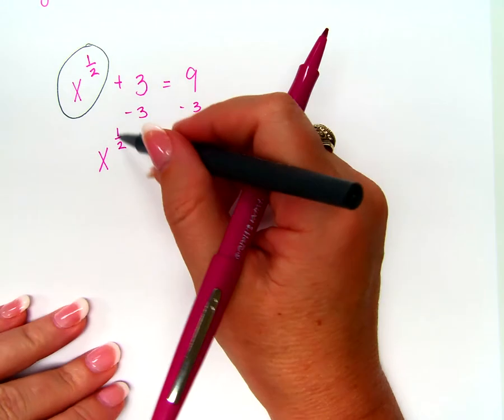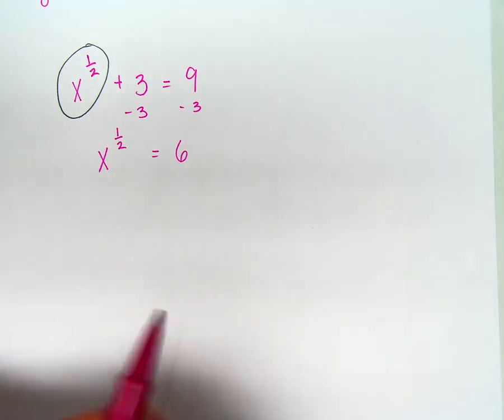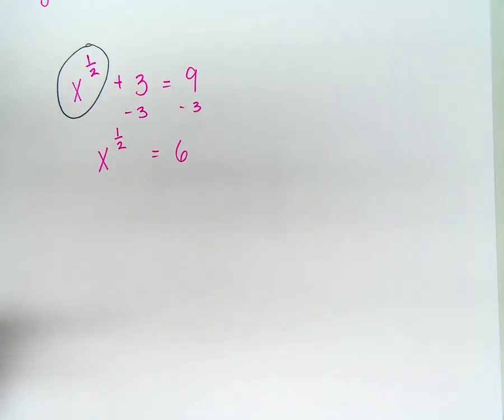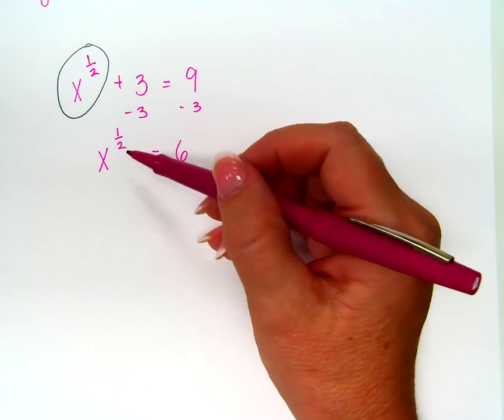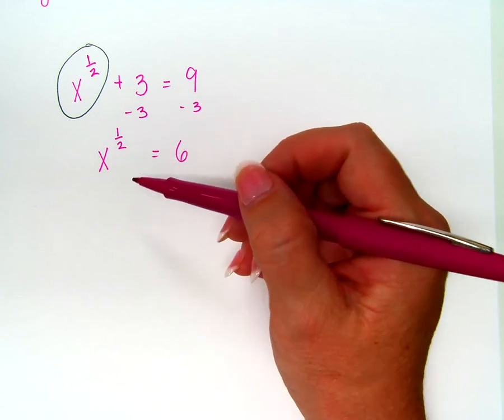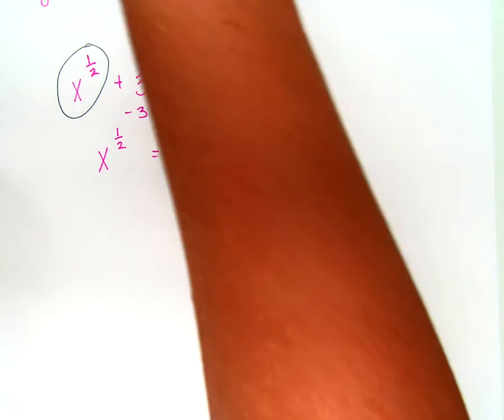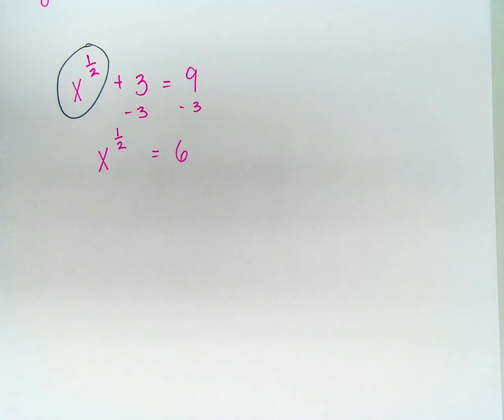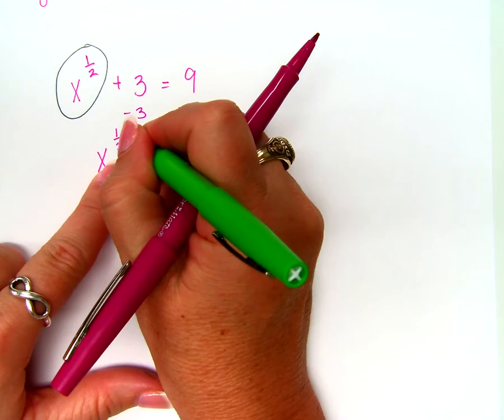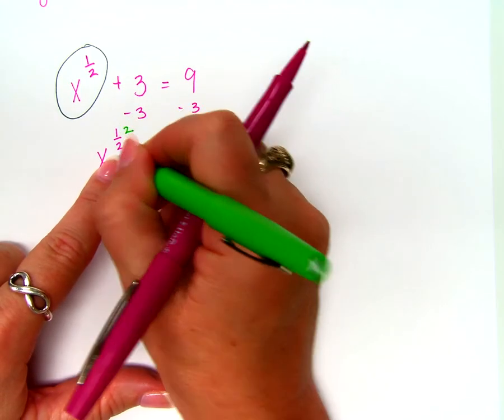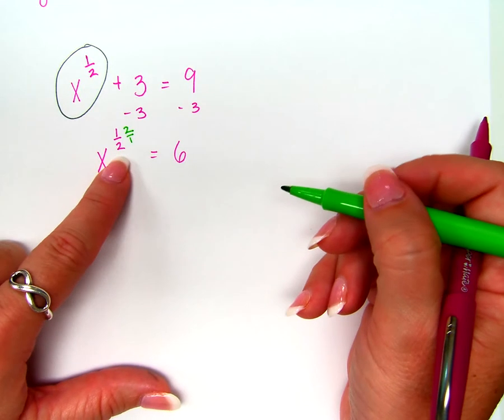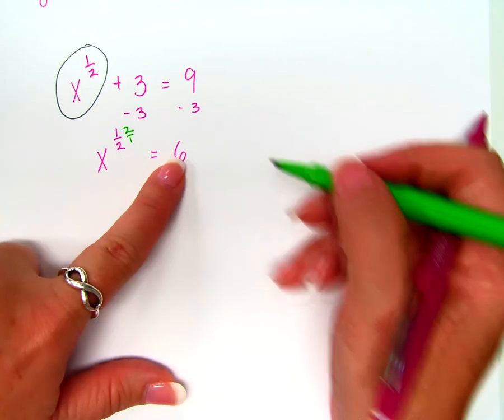How do I get rid of a half as my exponent? What'd you say? Where did you get that number? How is it related to this number? It is the reciprocal. Okay, I do want to multiply the exponent, not the side, not the number. I want to multiply the exponent by its reciprocal. Well, if I do it to one side, what else do I have to do? To the other side.